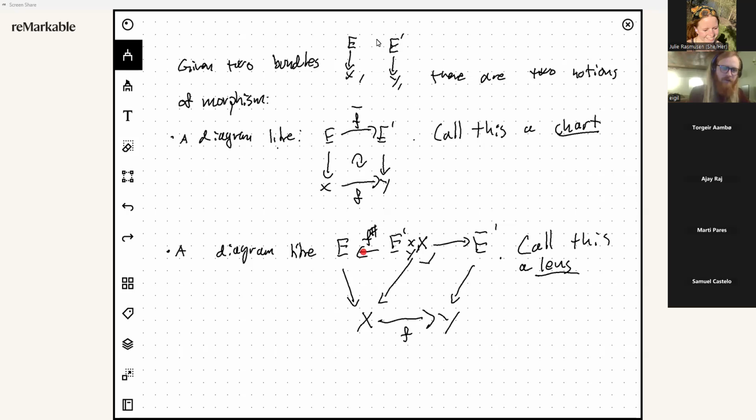Obviously, if I had drawn this F sharp in the forwards direction, this thing would be equivalent to this thing, right? A map into the pullback is just a map into E prime such that this commutes. So this is a kind of forwards in the base, reverse in the fibers type of map that we're going to call a lens. If you stare at this for a while and draw some pictures, you can convince yourself that you can compose these without any problems. So there's a category of charts and a category of lenses.